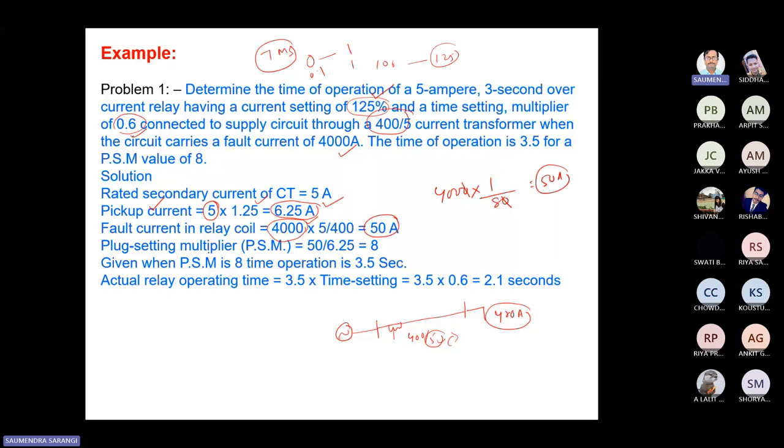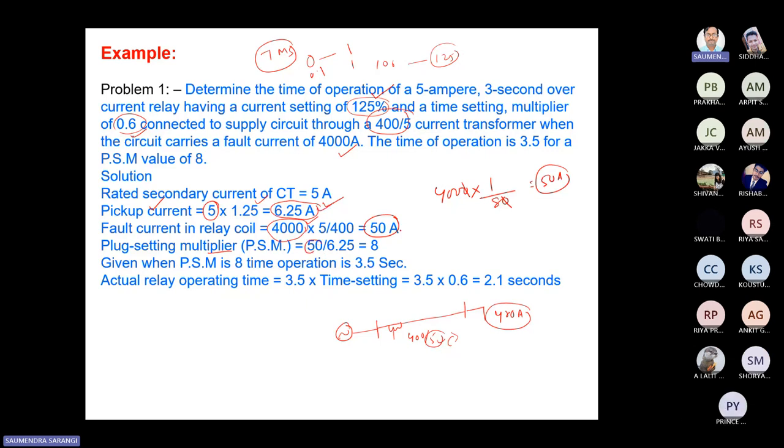What is the plug setting multiplier? The pickup setting we have already decided. The fault current in the CT secondary side divided by the pickup setting is our PSM, which is equal to 8, as given here. Are you getting? For a given PSM of 8, the time of operation is 3.5 seconds. It is given that if the PSM is 8, then the time of operation should be equal to 3.5.